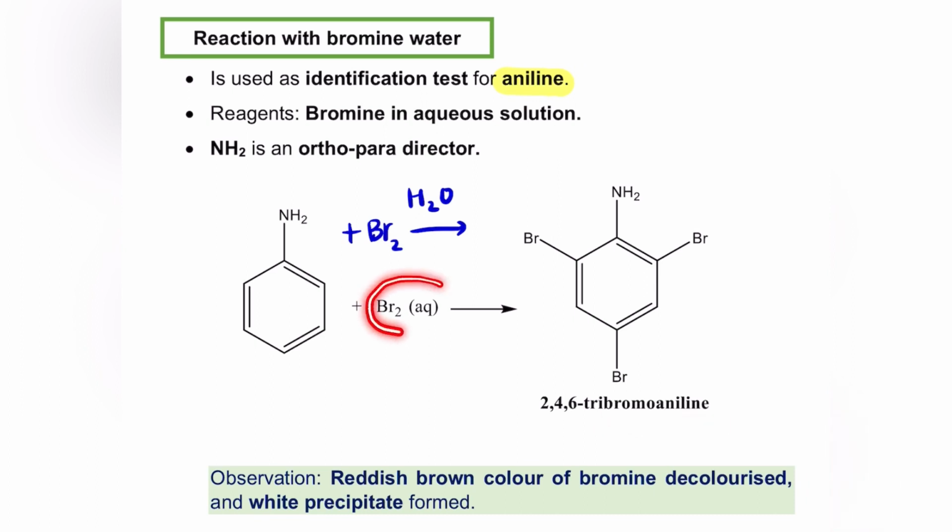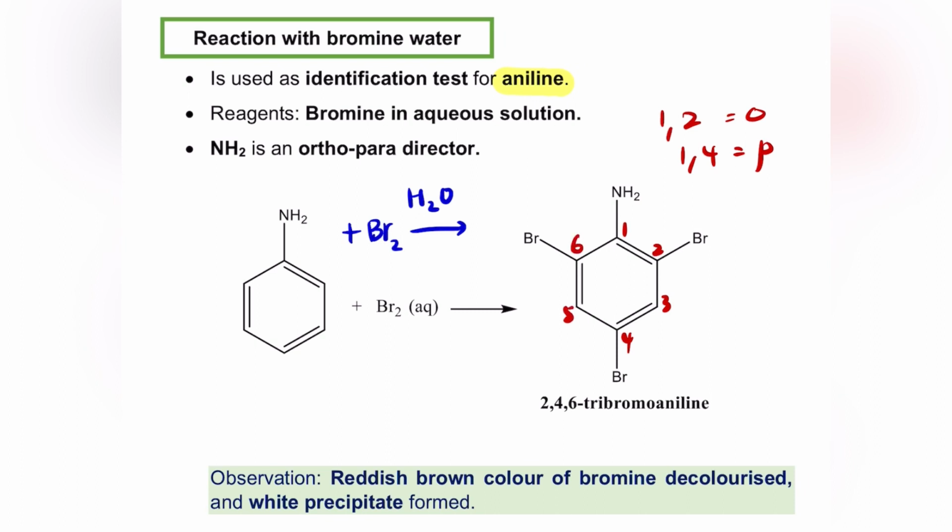Bayangkan dalam satu container we have a lot of bromine molecules. So 3 bromine akan substitute position hydrogen dekat sini. And it will be substituted at ortho-para director. Ortho-para director maksudnya position 1-2 ataupun 1-4. So 1-2 untuk ortho, 1-4 untuk para. So you can see this is the first carbon. The next Br at the second carbon, and at the fourth carbon, and at the sixth carbon.